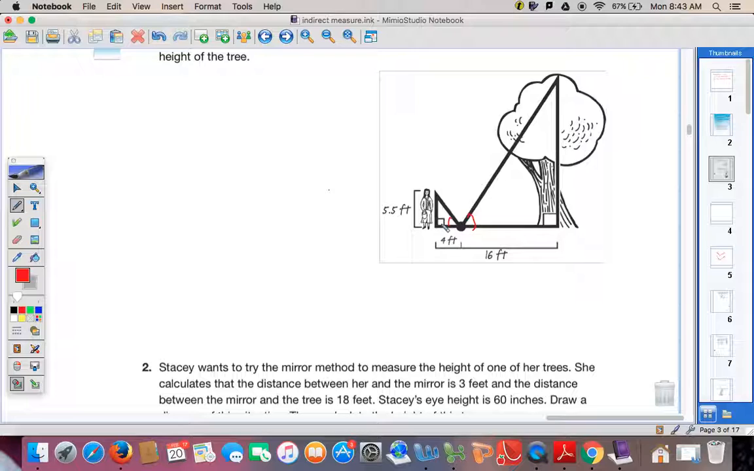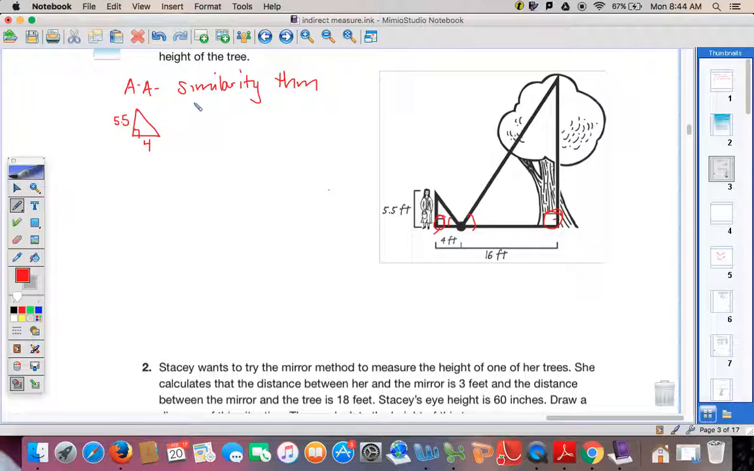We've got a 90-degree angle right here and here. And then we've got that this angle here, the angle of incidence, equals the angle of reflection. So these two angles are also going to be congruent. So by angle-angle similarity theorem, we know that these two triangles are similar to each other. So when we look at this, we've got that this is 5.5 feet, and this here is 4 feet.